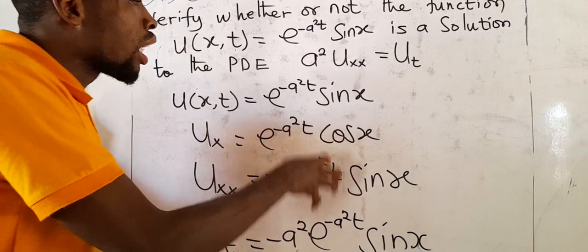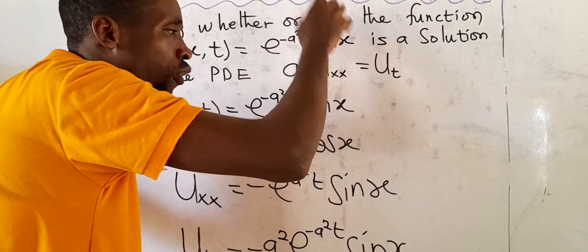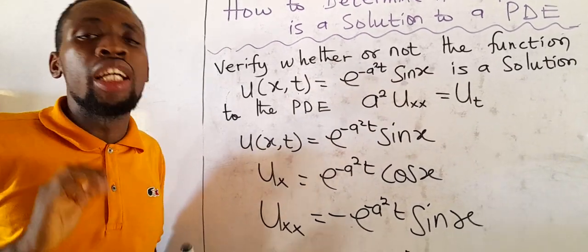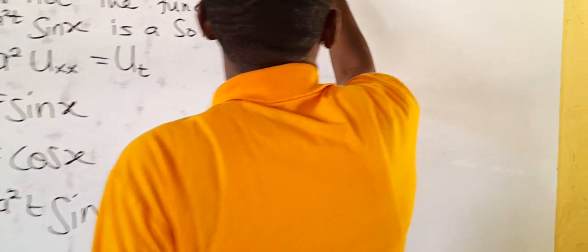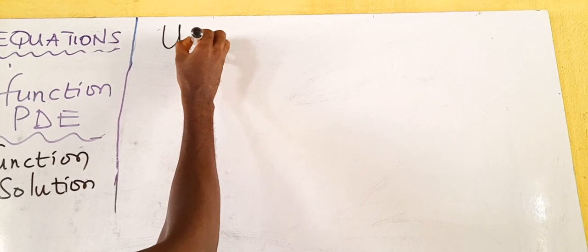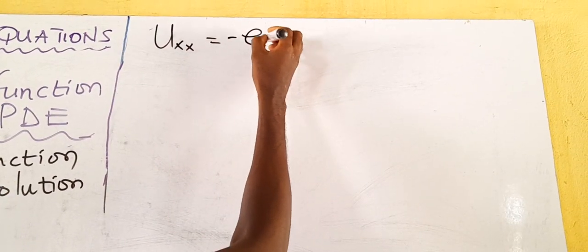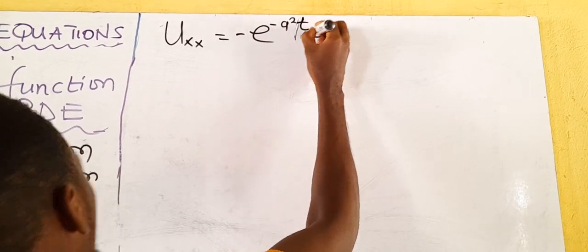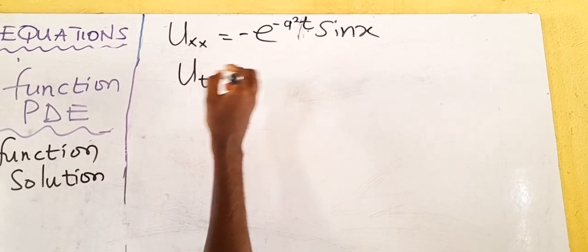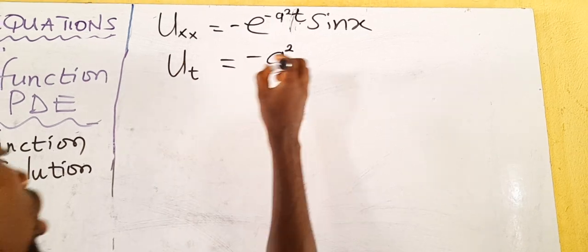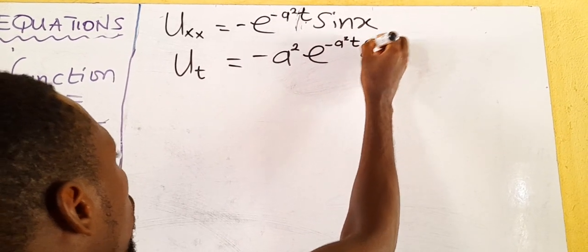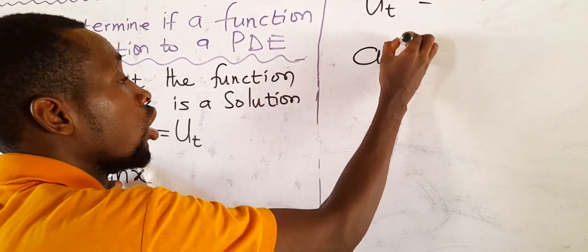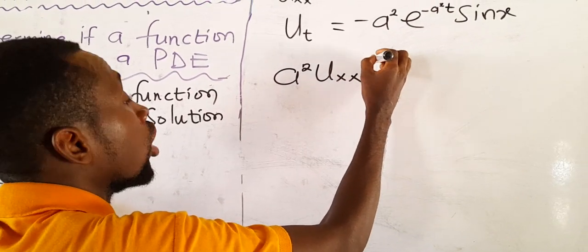So what do you need to do now? Now you substitute your differentials into the partial differential equation. If both sides of the equation are the same, then we say the function is a solution to the PDE. If they are not, then it is not. So check it. We have the partial differentiation of u with respect to x twice as negative e exponent negative a squared t sine x, and the partial differentiation of u with respect to t is equal to negative a squared e exponent negative a squared t sine x. What's our PDE? This is our PDE. Let's copy that: a squared u subscript xx equals u subscript t.